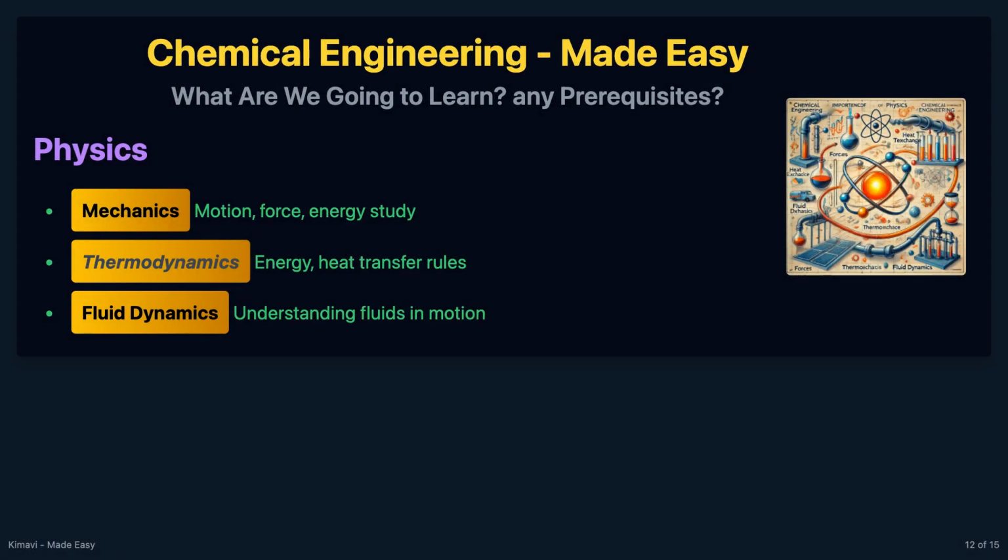Physics principles are applied in many areas of chemical engineering. Key topics include mechanics, which involves force, motion, and energy, thermodynamics, which deals with heat, work, and energy transfer, and fluid dynamics, which studies the behavior of fluids in motion.